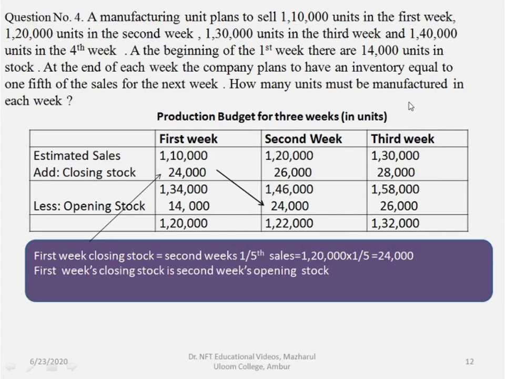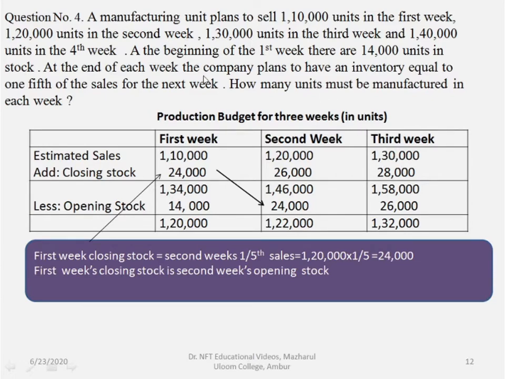So they've asked us to prepare the production budget for the first 3 weeks. First, we'll write the heading: production budget for the 3 weeks in units. So first week, second week and third week, draw 4 columns, one for the particulars, first week, second week and third week. Now we'll record the estimated sales. Estimated sales for the first week is 1,10,000, second week is 1,20,000 and for the third week it is 1,30,000.